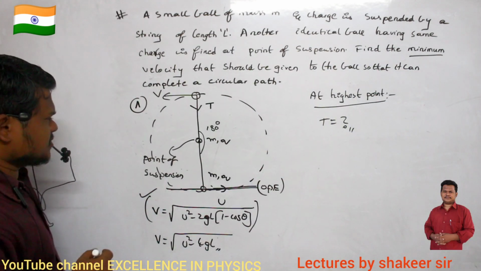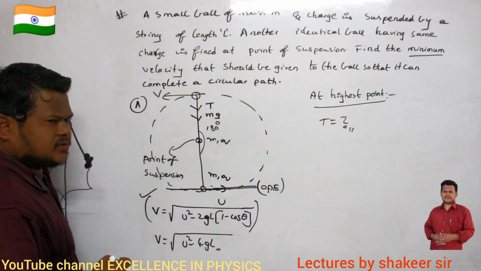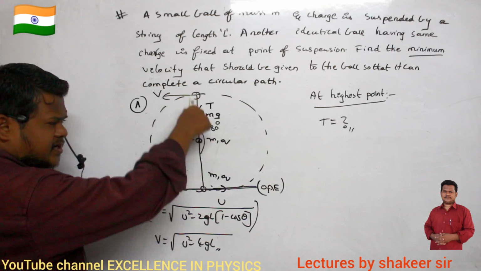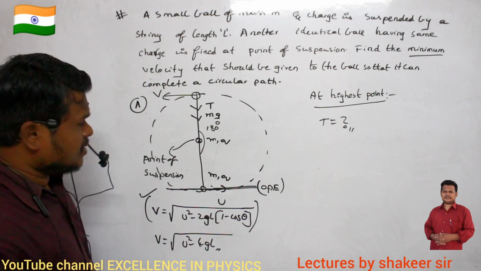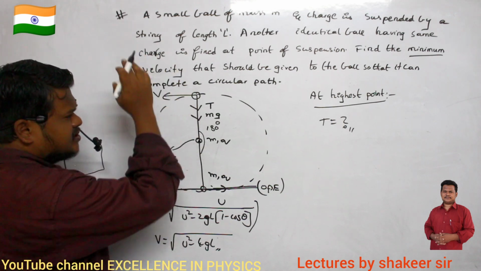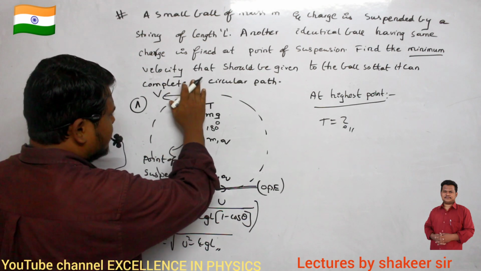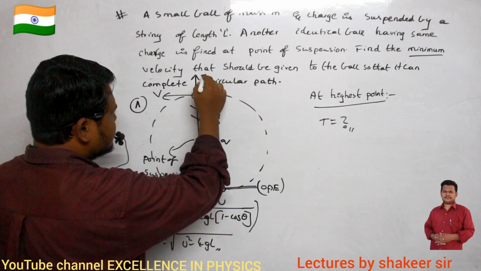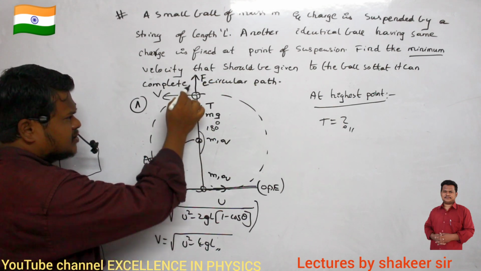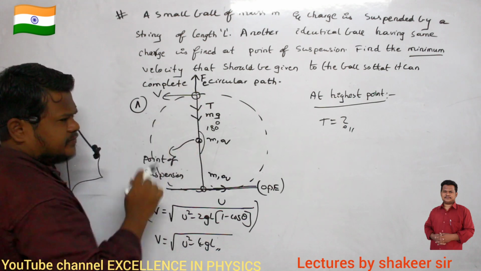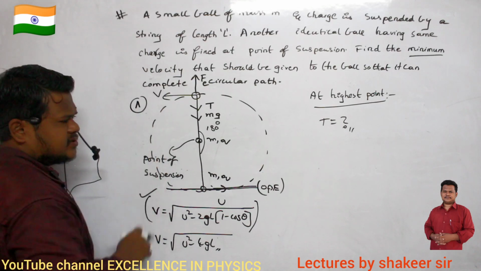And still, what are the forces which are acting? Its own weight mg is also acting in downwards direction. Any other force? Electrostatic force of repulsion is also existing, no? Between this charge and this charge, there will be an electrostatic force of repulsion, which is called Fe. So therefore, these are the three forces which are acting on this body. Are you able to understand? And the bob has a velocity of v.